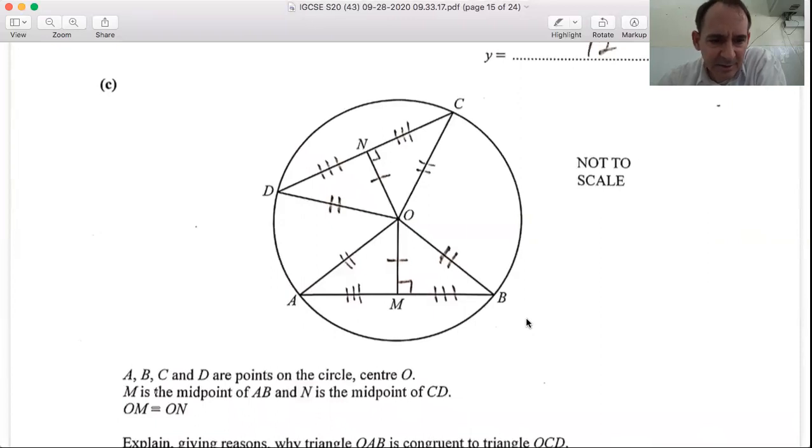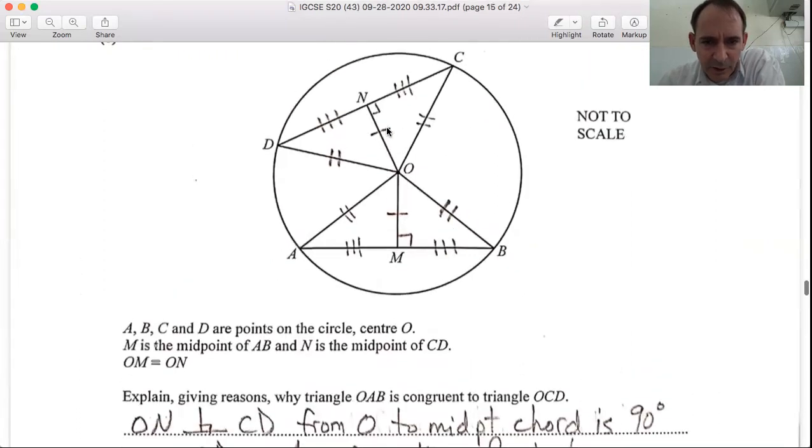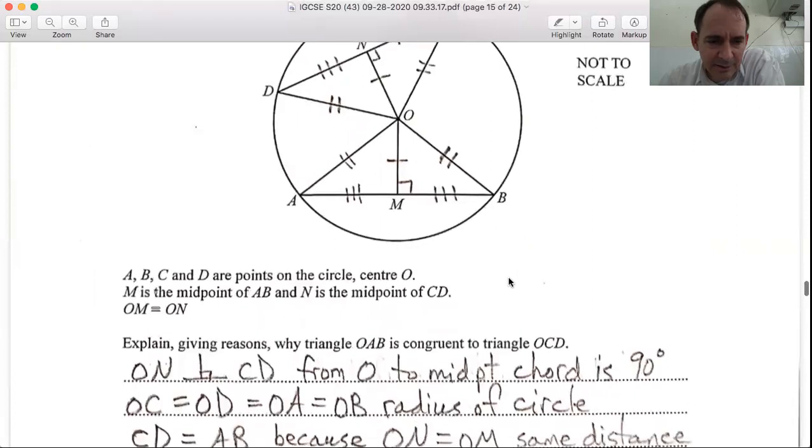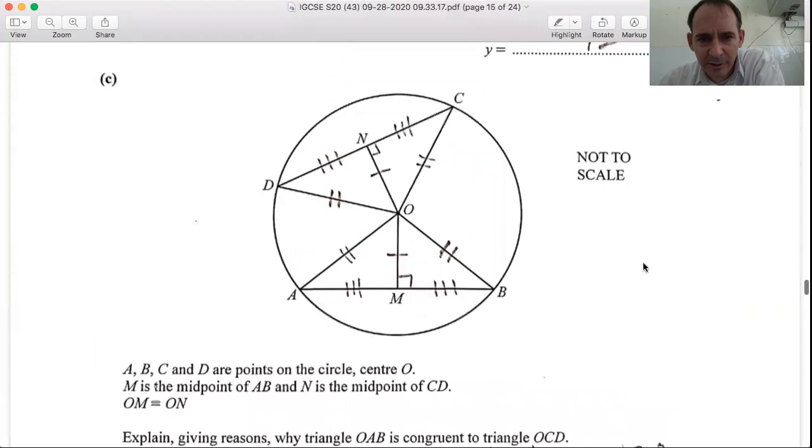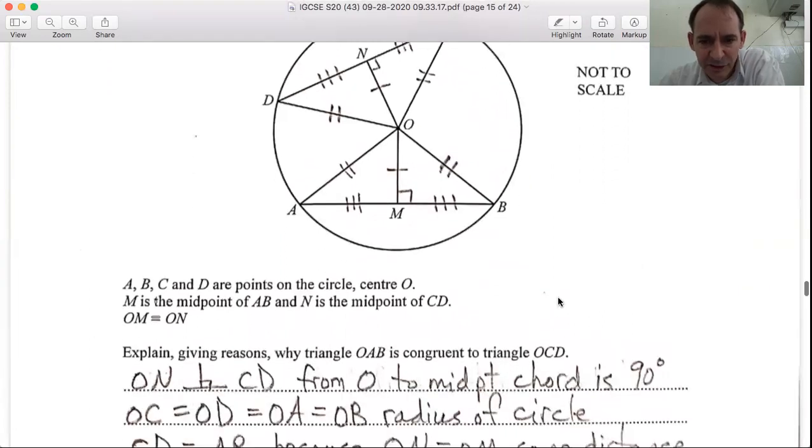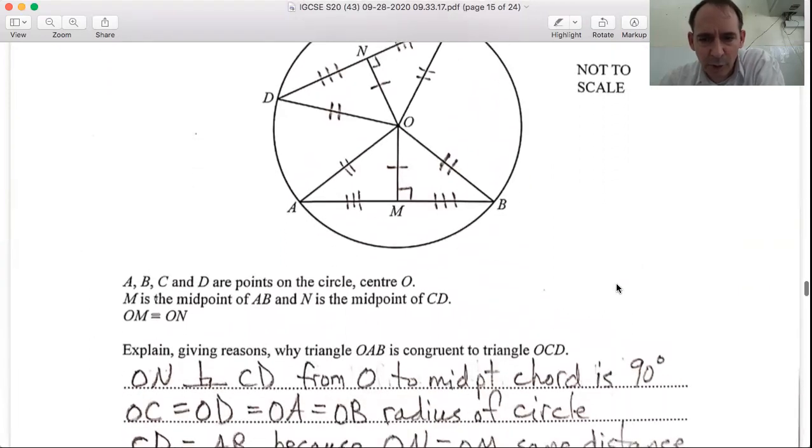Here's C. It says A, B, C, and D are points on the circle with center O. M is the midpoint of AB, and N is the midpoint of CD. OM and ON are equal. So notice OM and ON are equal. These are the midpoints. And so, giving reasons, explain why the triangle OAB is congruent to triangle OCD.